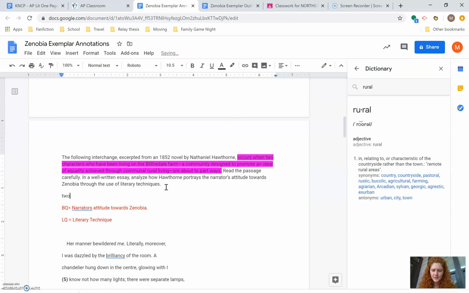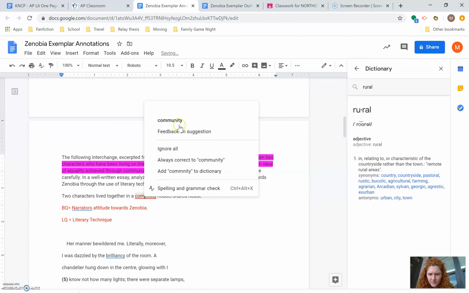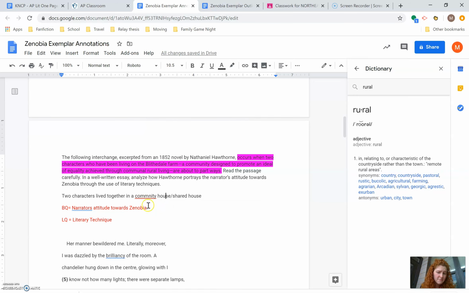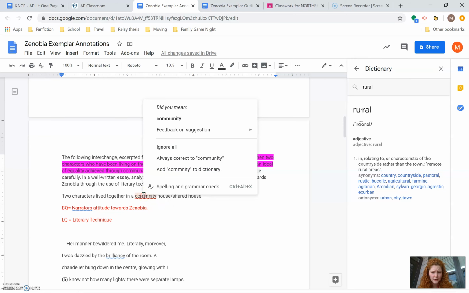Two characters lived together in a community house or a shared house. I misspelled that word. See, it highlighted it in red. I misspelled it because I was rushing, and it gives me what the correct spelling is.